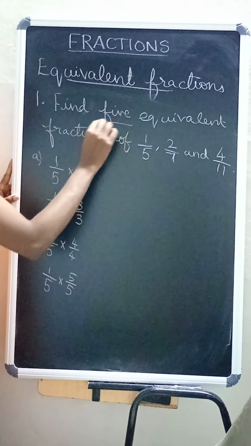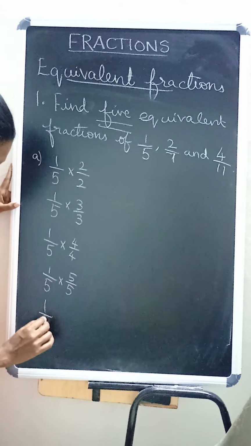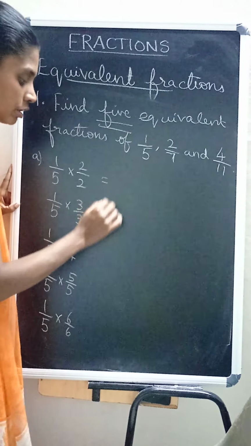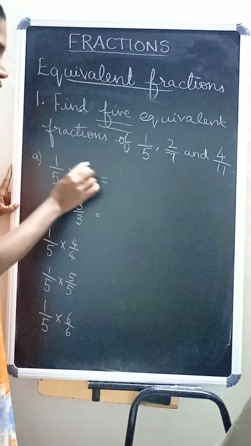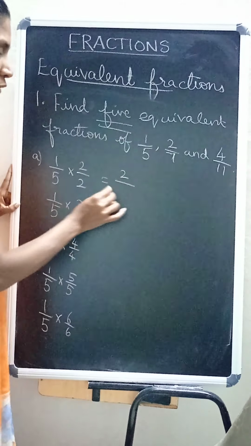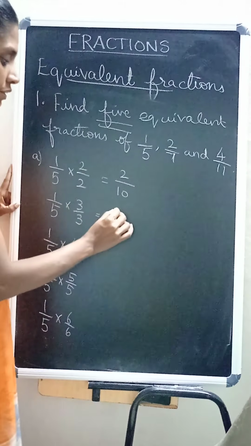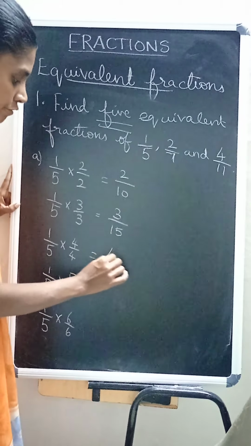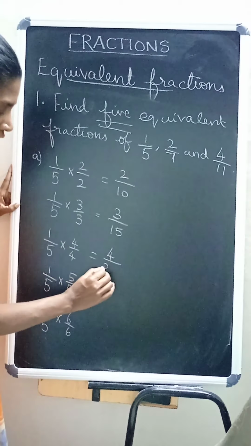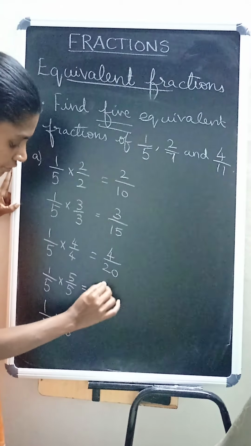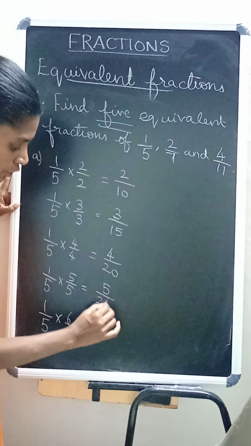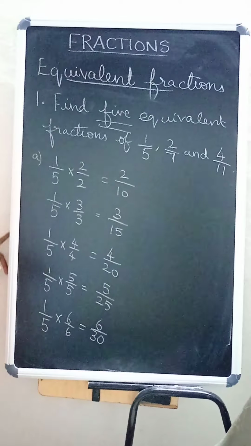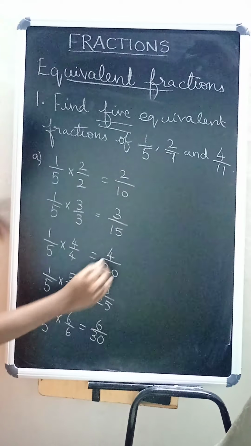So they are asking you to find 5 equivalent fractions. In this way you can find any number of equivalent fractions. 1 into 2, 2. 5 2s are 10. 1 3s are 3. 5 3s are 15. 4 1s are 4. 5 4s are 20. 1 5s are 5. 5 5s are 25. 1 6 are 6. 5 6 are 30. So you can write like this.